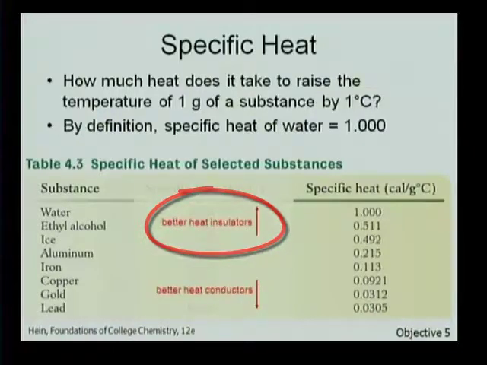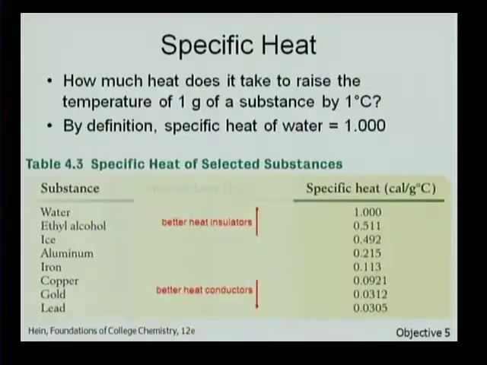So just to recap, the 2 things that I want you to get out of this slide are that water has a specific heat of 1 little c calorie per gram degree centigrade. And the second thing I want you to get out of this is that water is a better insulator and metals are better conductors, and that means that metals have a lower specific heat than water does.